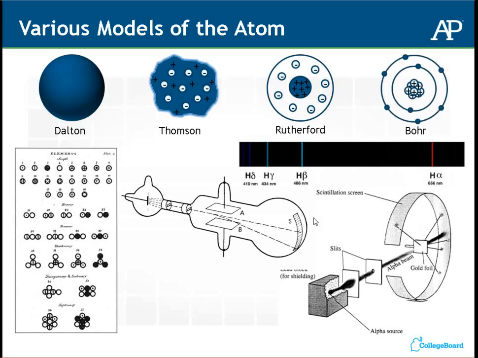Okay. And then, of course, Bohr was trying to explain the emission spectrum of the hydrogen atom, and came up with the idea that these electrons, when they get energized, come off in some quantized energy levels based on the energy of the light, or the wavelength and frequency of the light that was involved.